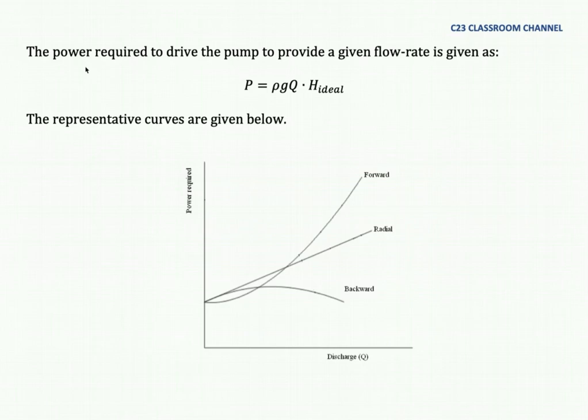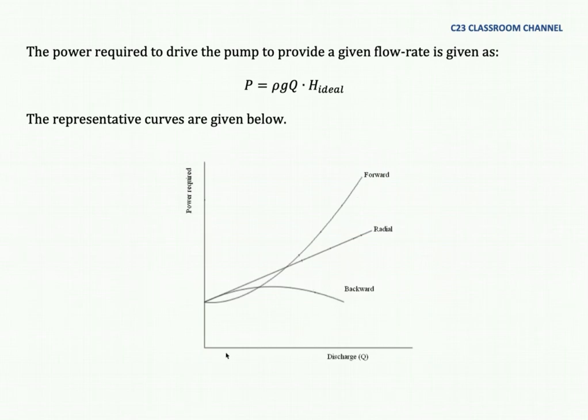And then the power required to drive the pump to provide a given flow rate is given as P equal to rho g Q H, where H is the head for the ideal pump, and the representative curves are given below. So if we have power here and discharge here, you will find that the backward curve goes like this, the radial is something like a linear line here, and the forward will increase like this.